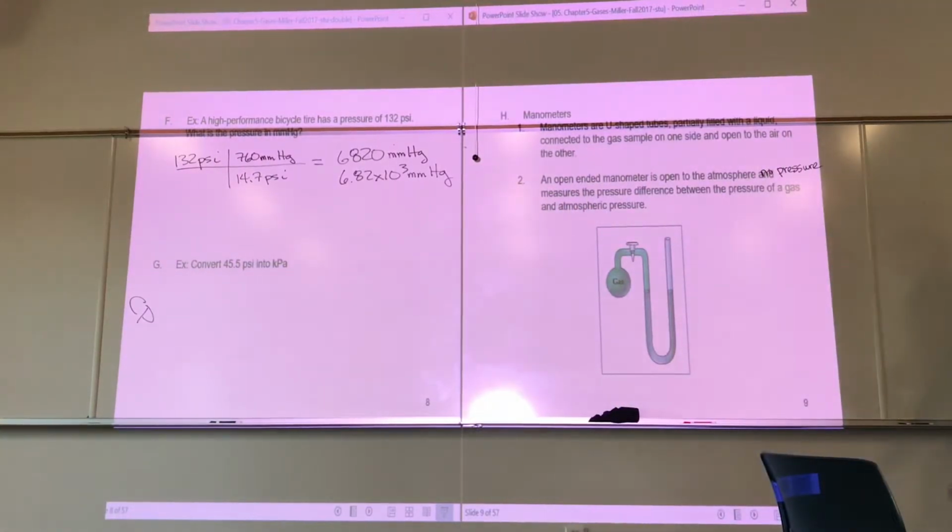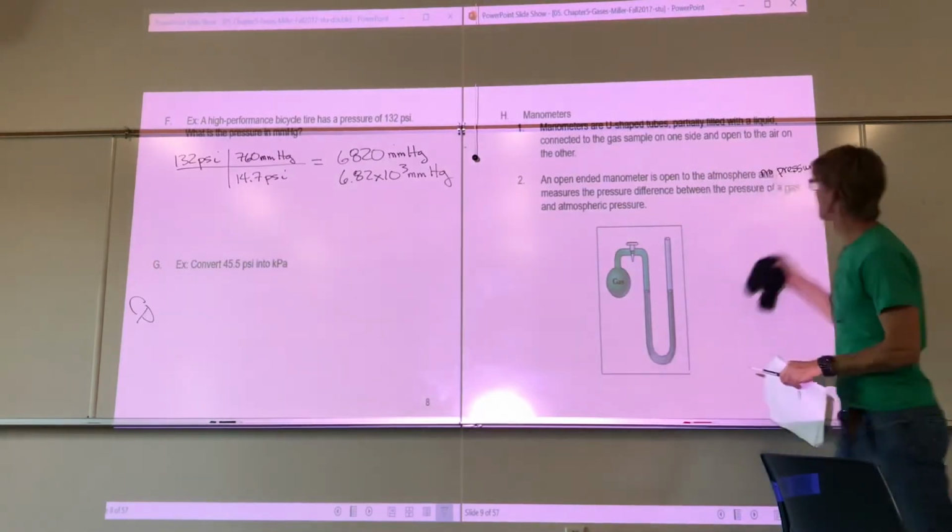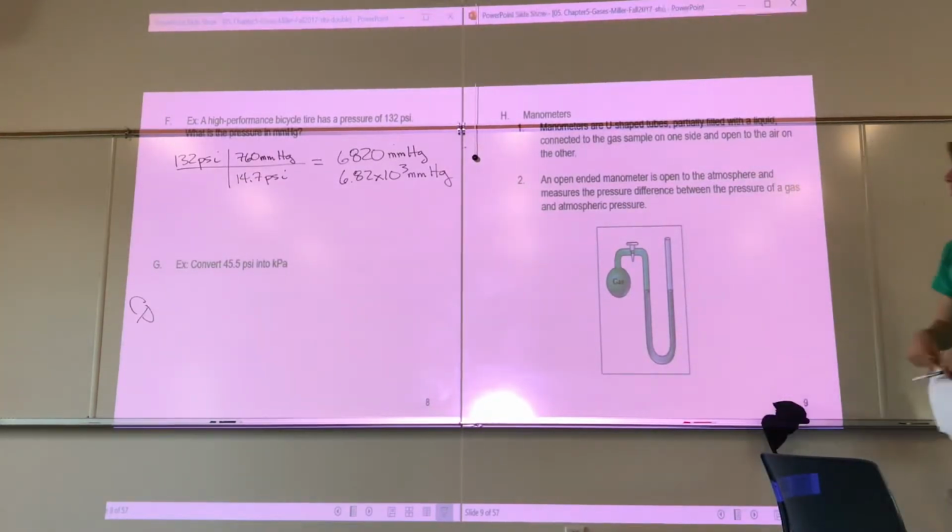Now let's talk about manometers, not manometers. That's a whole different class. Manometers are U-shaped tubes partially filled with a liquid connected to the gas sample on one side and open to the air on the other. An open-ended manometer is open to the atmosphere and measures the pressure difference between the pressure of a gas and atmospheric pressure.